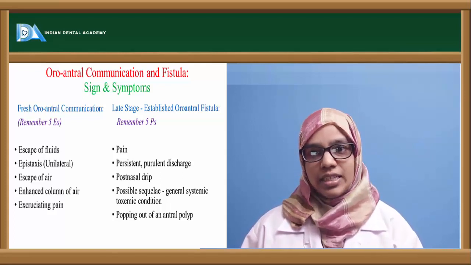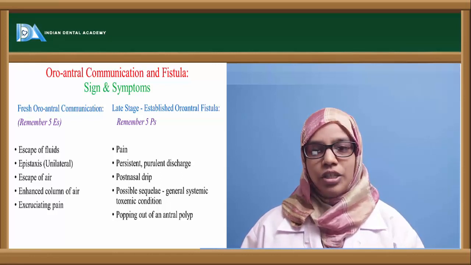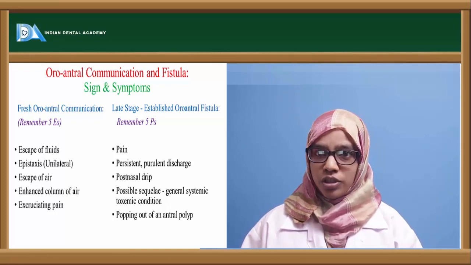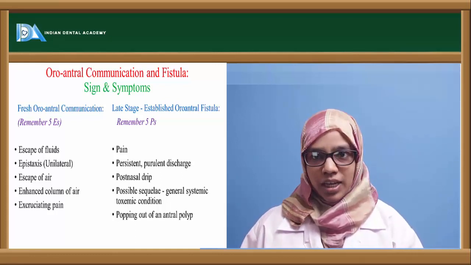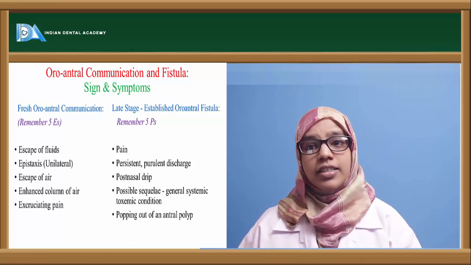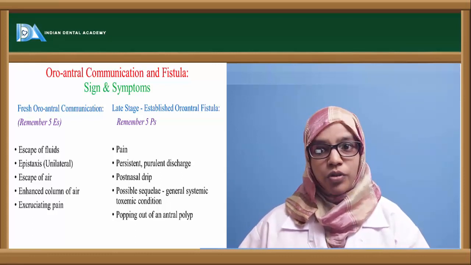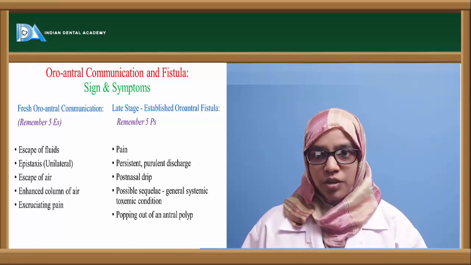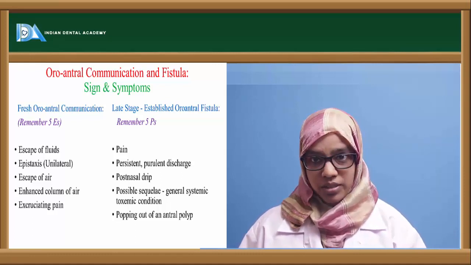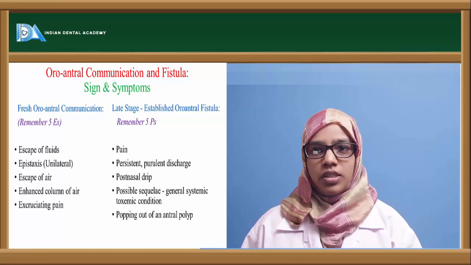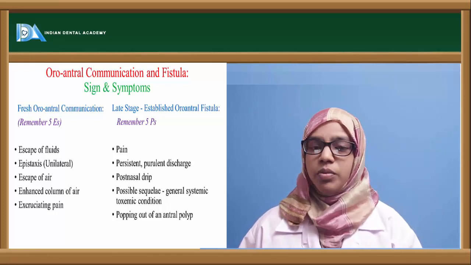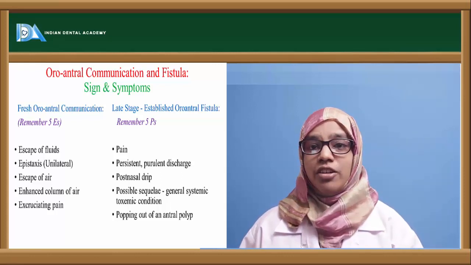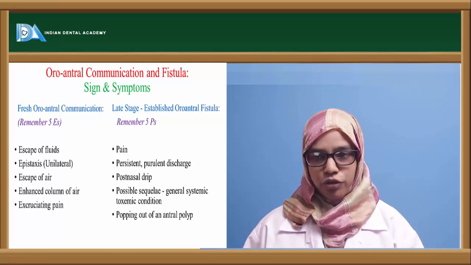Now let's move on to the signs and symptoms of oro-antral fistula. You need to remember 5 P's. In case of a communication where the pain was excruciating, once that communication is epithelialized, the pain is comparatively less. It is less because a proper pathway is formed for the drainage of the pus. There will be persistent purulent, mucopurulent discharge. Posterior nasal discharge will be present. There will be a generalized systemic toxic condition. The patient will be weak. There will be fever, malaise, nausea, anorexia, cacosmia. Popping out of an antral polyp is visible in case of oro-antral fistula.